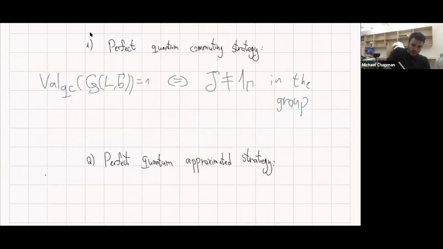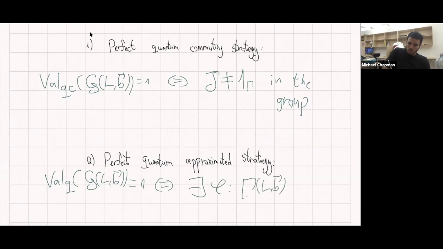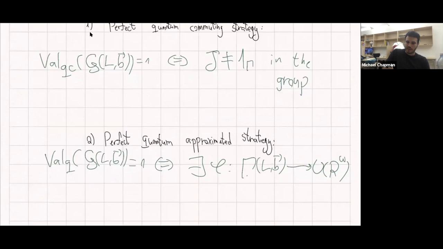The characterization with the quantum value of the game: this thing is one if and only if there exists a homomorphism of groups from gamma LB to the unitary operators of R omega. This is very reminiscent of the notion of hyperlinear groups, right? If I had written an embedding from gamma LB into U of R omega, this was the definition of a hyperlinear group. So now I'm not claiming that having quantum value one is equivalent to being hyperlinear.